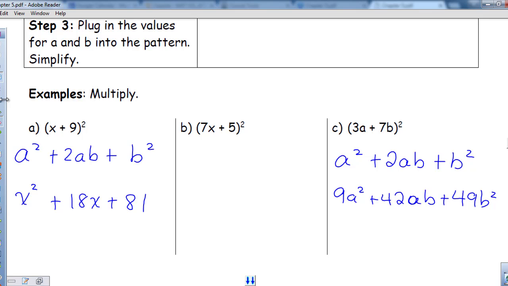Okay, so we're going to square 7x. We get 49x squared plus 35x times 2, so 70x plus 25.